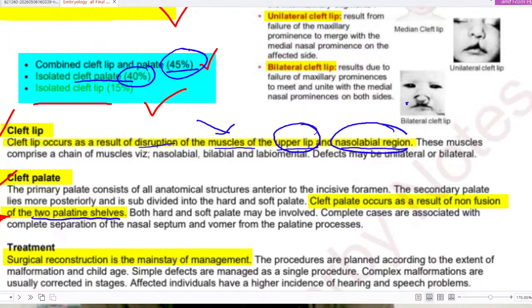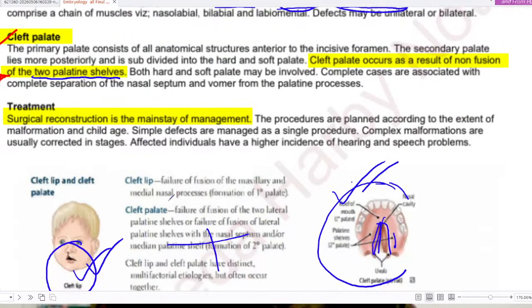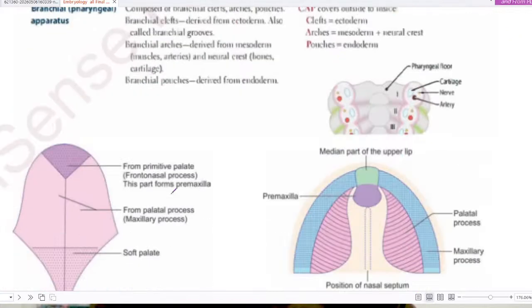This is an exam question. Okay. Cleft palate, two palatine shelves, right and left. They both come and fuse together. But if there is any abnormality, then the palatine shelves will remain apart, and this is cleft palate. And the treatment, surgical reconstruction, is the mainstream of the management. So treatment of cleft lip and cleft palate will be surgical correction.